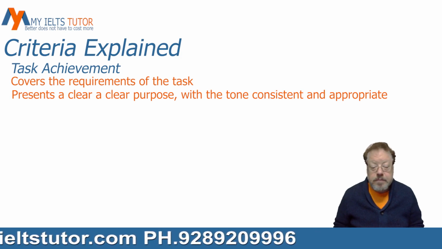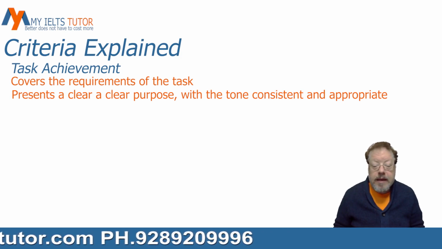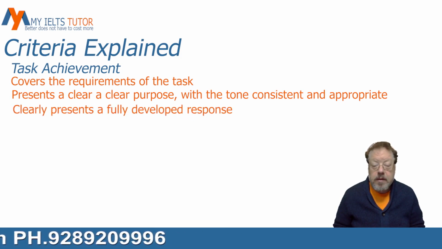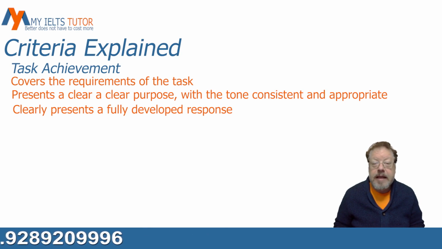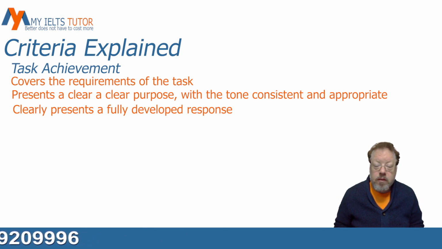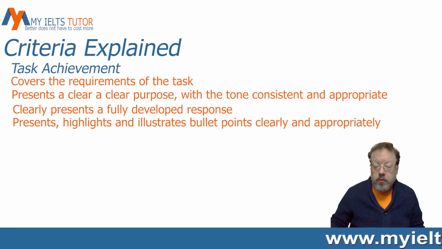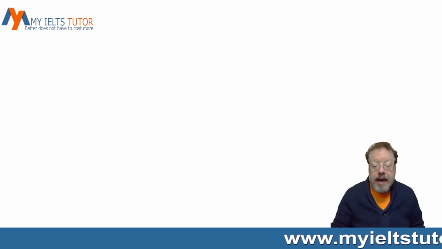Something like that. Now, and then your letter is going to be fully developed. It's going to be fully developed, meaning that it's going to include those 3 bullet points, and you're going to give relevant details for those. And then it's going to highlight those bullet points and illustrate them clearly and appropriately. So that is task achievement.